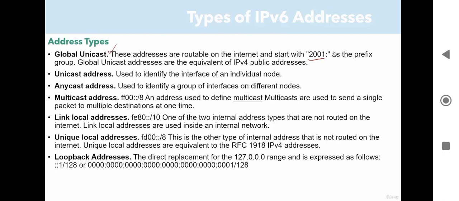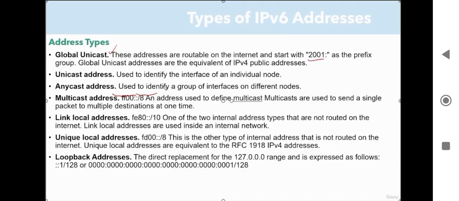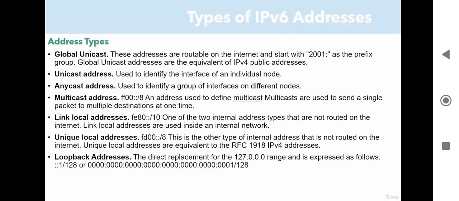So if we go back and see this address that we have here, 2001:0db8, etc., that would actually be classed as a routable address. So that will be known as a global unicast address.